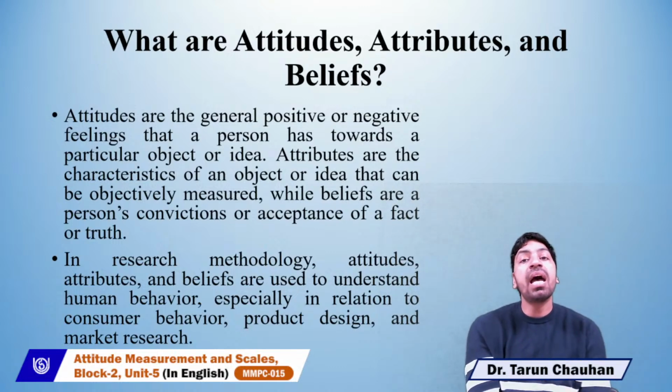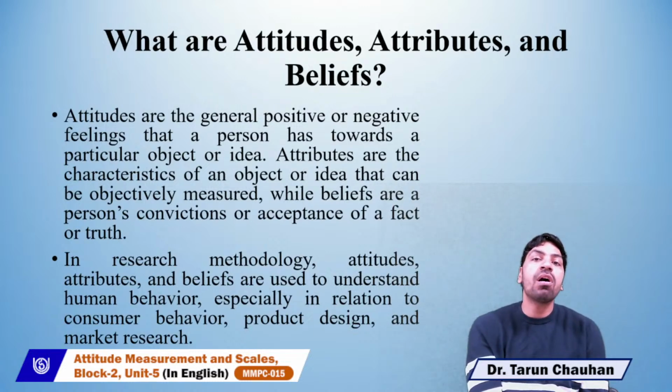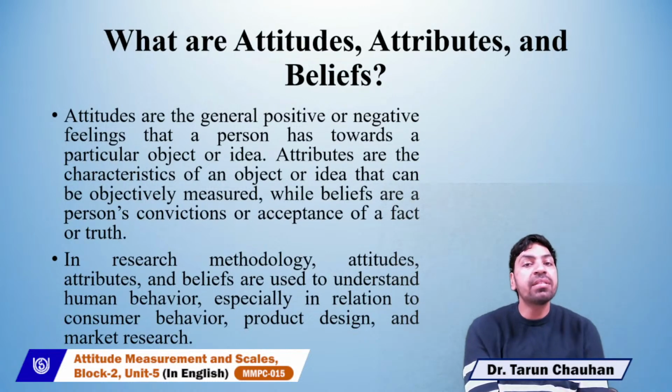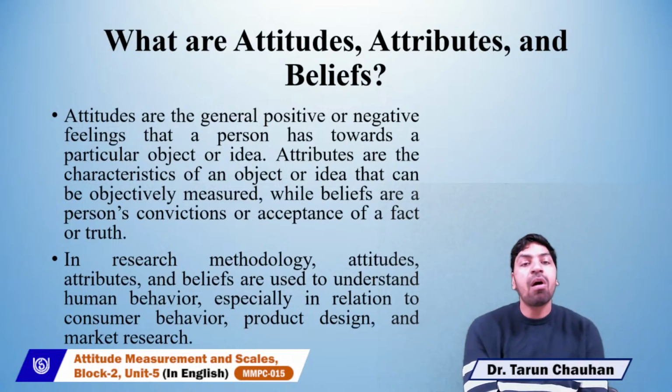When we talk about attributes, attributes are the characteristics of an object, an idea, an individual, or a population, which can be easily measured. For example, if we talk about gender, we categorize it into male and female, or other, a third category of gender. That is called an attribute.